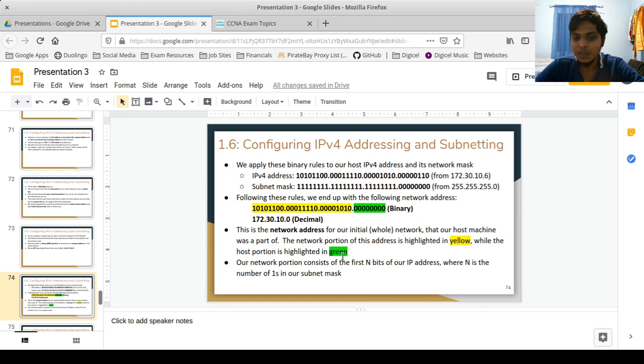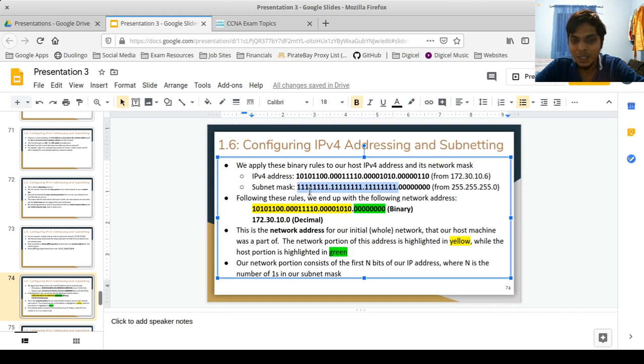Remember, the network portion consists of the first n bits of our IP address, where n is the number of ones in our subnet mask. So you see, this was our subnet mask here. Looking at all of the ones, how many do we have? We have 8 here, then another 8, then another 8. 8 times 3 is 24. So the network portion is the first 24 bits, which we highlighted in yellow. And the last 8 bits is the host portion, because 32 minus 24 is 8. So the last 8 bits here are our host portion in green, and this is going to be very important now.